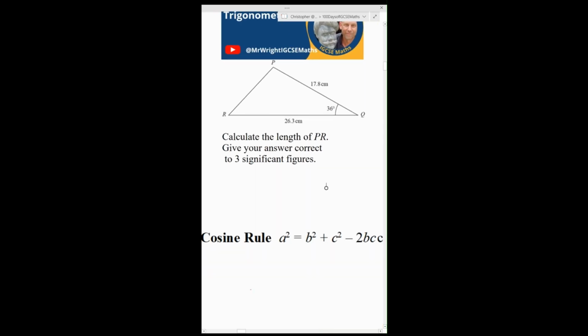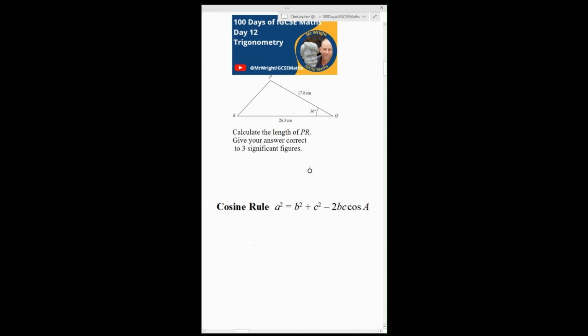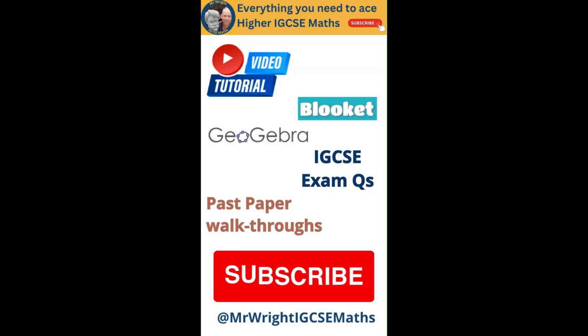Day 12, trigonometry. Pause now if you're going to do the question before me. Okay, this is a question that requires the cosine rule. I've written the cosine rule there already. So I'm going to label the side that we want to find a. So I've got a squared equals 17.8 squared plus 26.3 squared minus 2 times those two side lengths multiplied by cos 36. On my calculator, that gives me an a squared of 251 point something or other. So if I square root that, put my answer to 3 significant figures, I get the answer a is 15.8 centimetres.